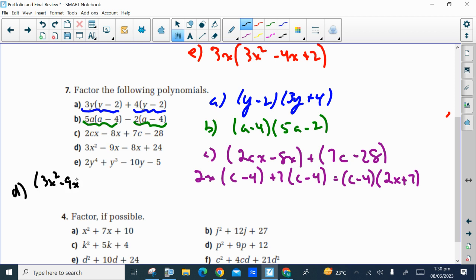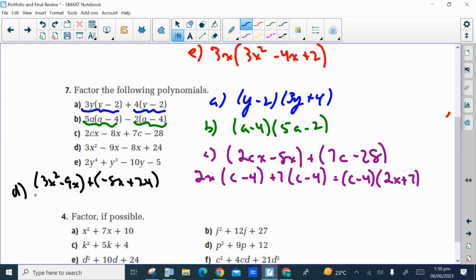Except remember, we always want to group them together, so there's a plus sign in between the brackets. So I'm going to put a plus in there, and then I'll write my negative 8x plus 24. If I remove the plus, if I remove the brackets, nothing changes. A plus sign in front of a bracket changes nothing.